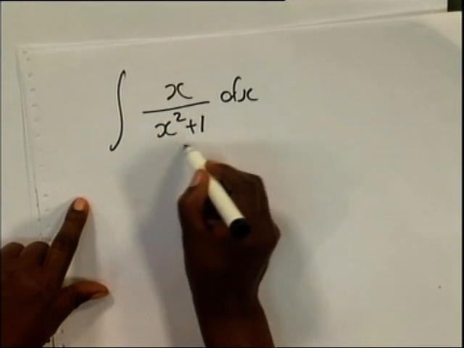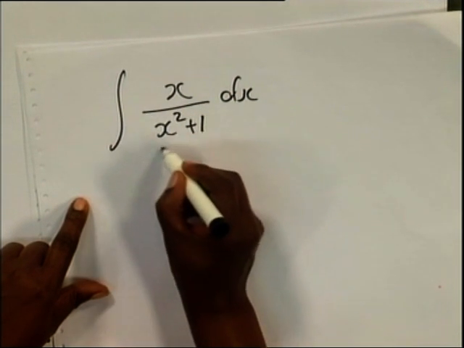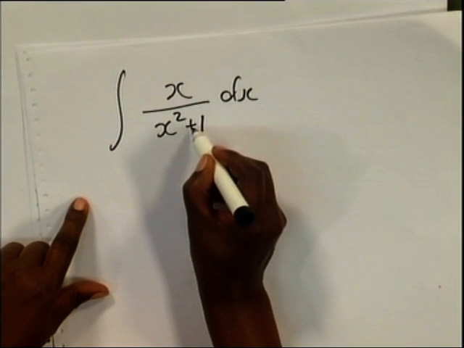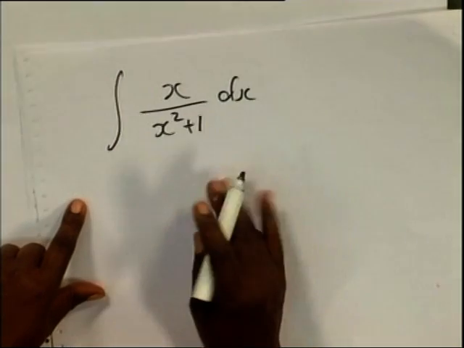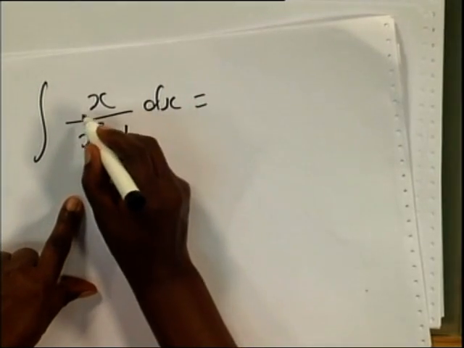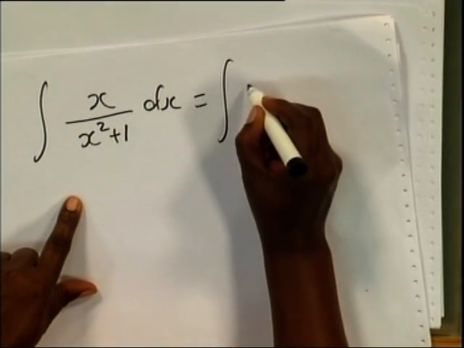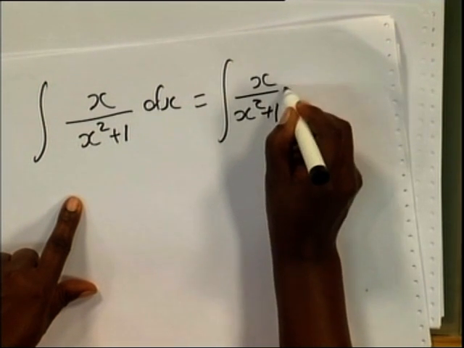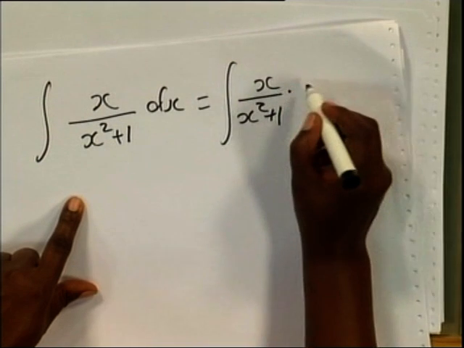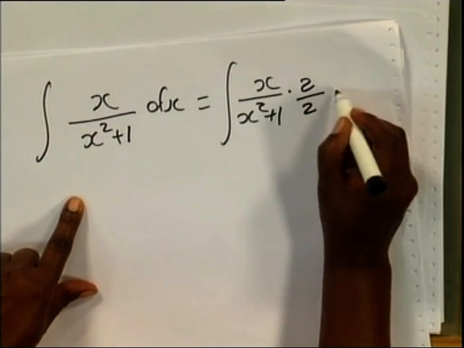Because when I ask myself, what's the derivative of the bottom? The derivative of the bottom, x squared plus 1, is 2x, okay? But I have x here. I'm missing only 2. I'm going to rewrite this expression on top by introducing 2 there. So x over x squared plus 1. Rationalize the numerator. That's what I'm doing by 2. I want to create 2 with the dx.